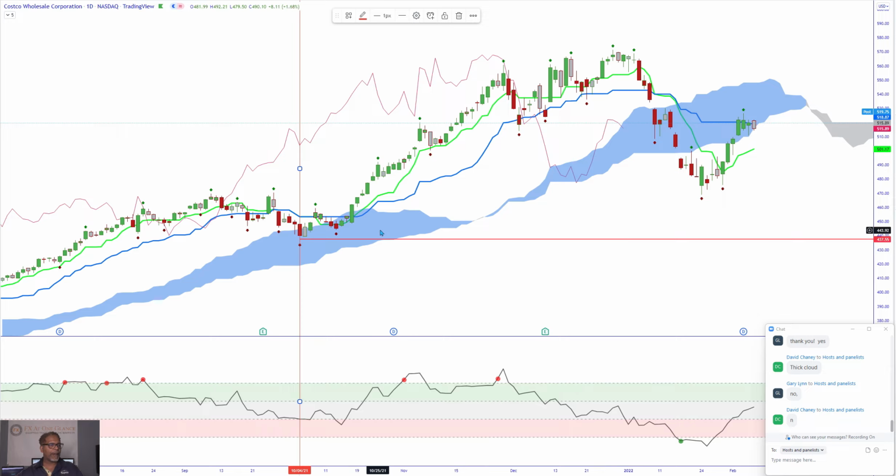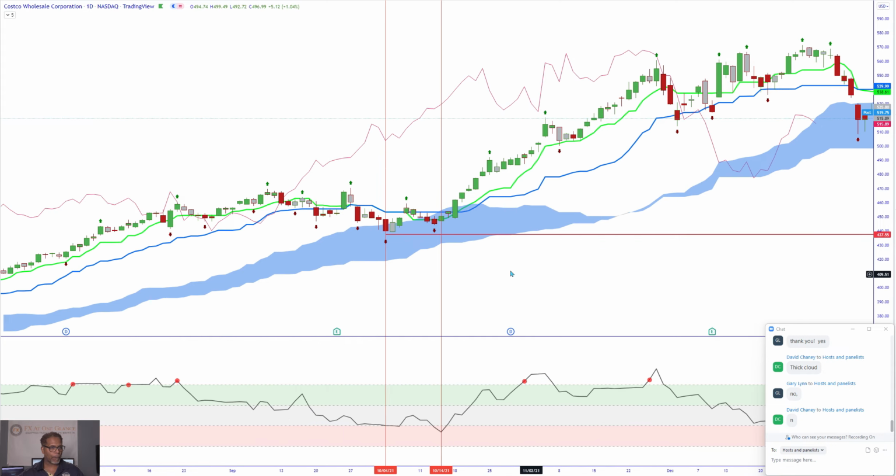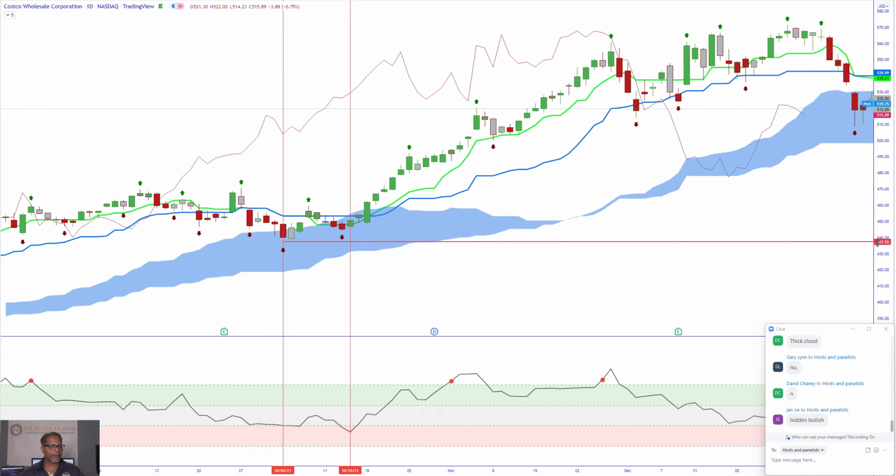What kind of divergence do we have right now, based off of the two levels I just marked? Hidden bullish divergence is what we have. So if you were trading at this point, looking at the market, wouldn't you take a long trade on Costco at this point?